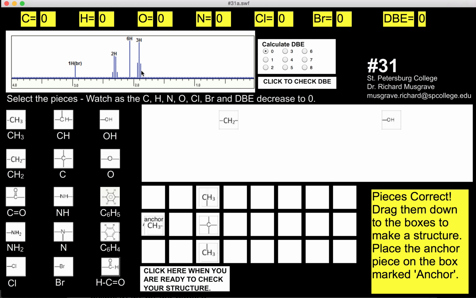We have a CH3 group here that's got 3 peaks, so it must be next to a CH2, and the CH2 must be next to a CH3 because it's got 4 peaks. That leaves only one place to put the OH, and that would be over here.